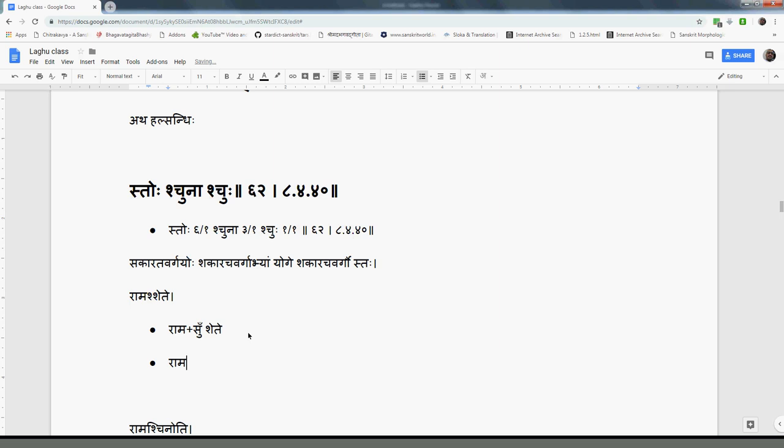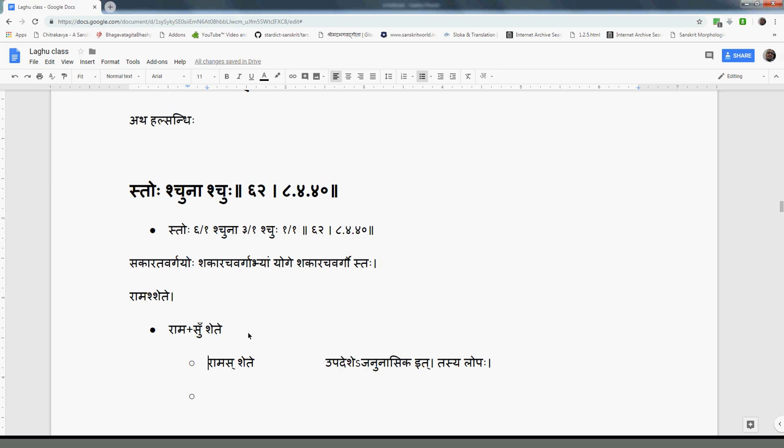Rama, then Sakara. The Ukara is an it by Upadeshe Ajanunasika it, and then Tasya Lopa. We should not forget these sutras, therefore sometimes we will visit these. So it will become Ramas Shete. Only the Sakara remains. So Ramas is where you are.